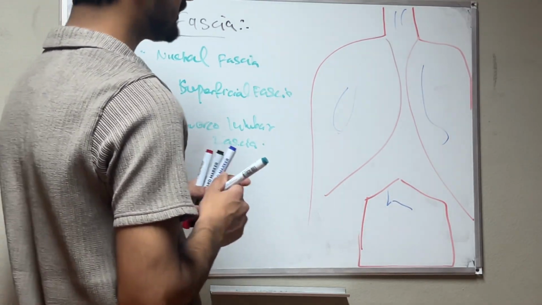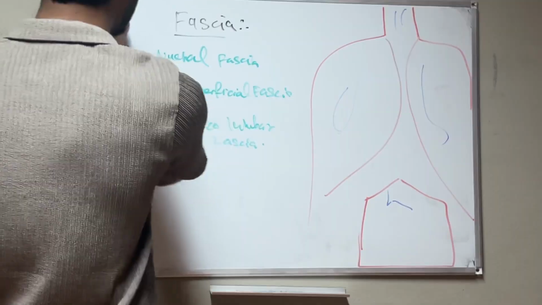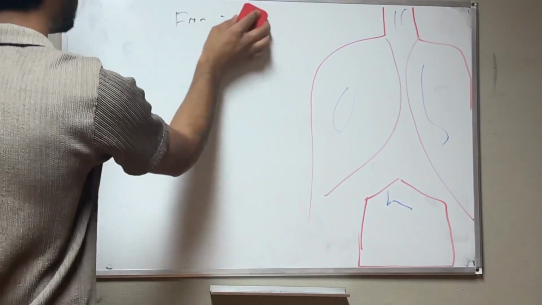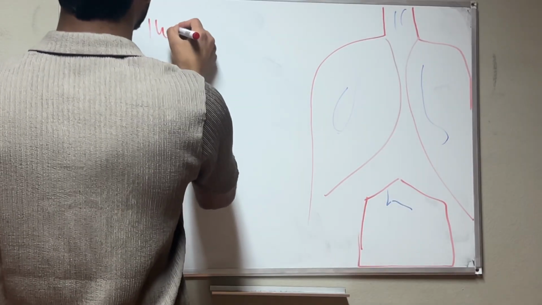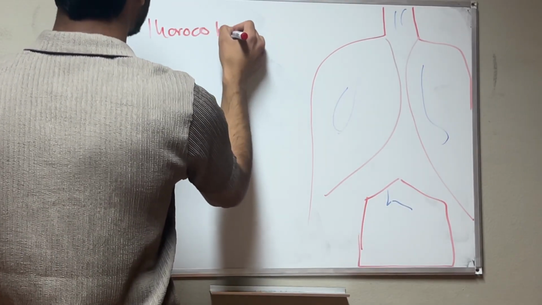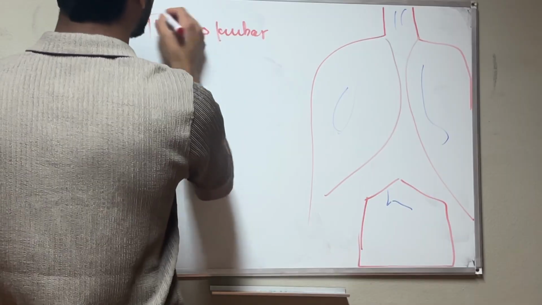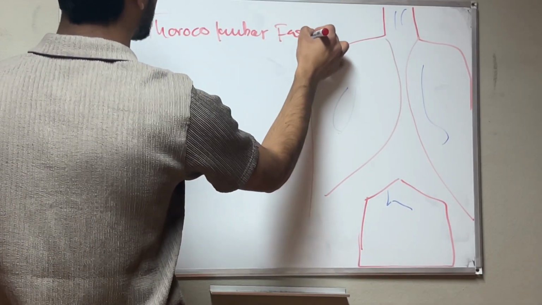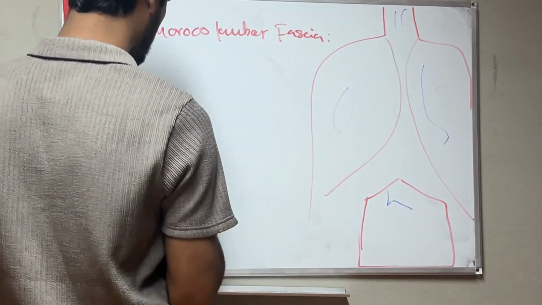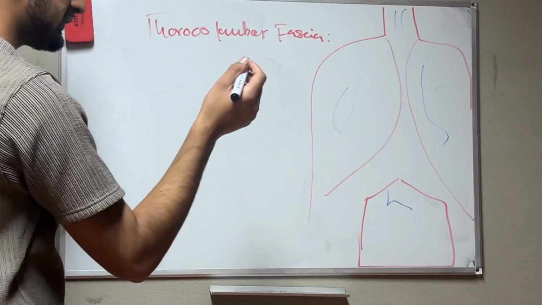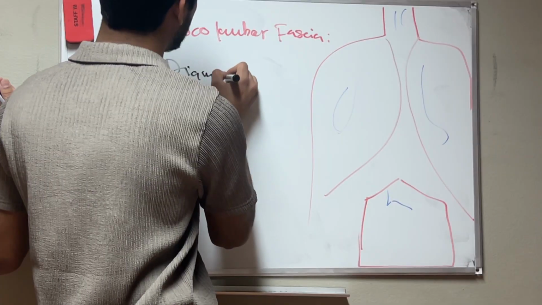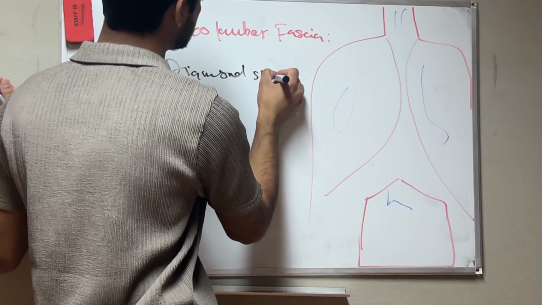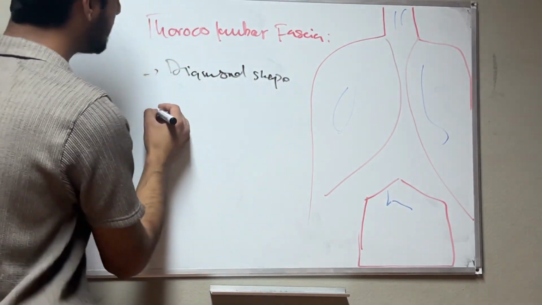In the superficial group, we have the thoracolumbar fascia, which is very important. We will discuss the thoracolumbar fascia. First, the thoracolumbar fascia. This is a diamond shape, and now its function.